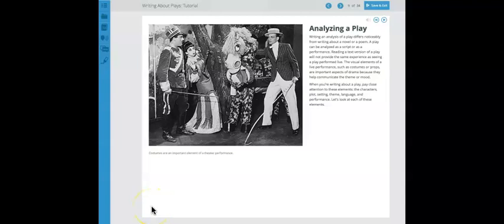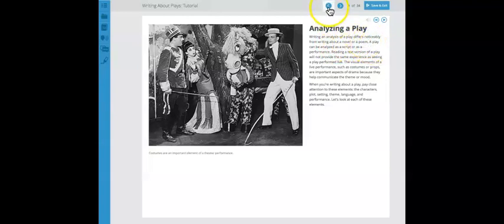Step two is to look at the slides that you've been assigned, keeping in mind the question, what does it mean to analyze a play? I also want you to understand that you may need to go back a few slides to help you understand what you need to write in your answer. Today you were supposed to look at slides 8 through 12. Slide 8 is just a quick video that says analyzing a play. Slide 9 says writing an analysis of a play differs noticeably from writing about a novel or a poem.